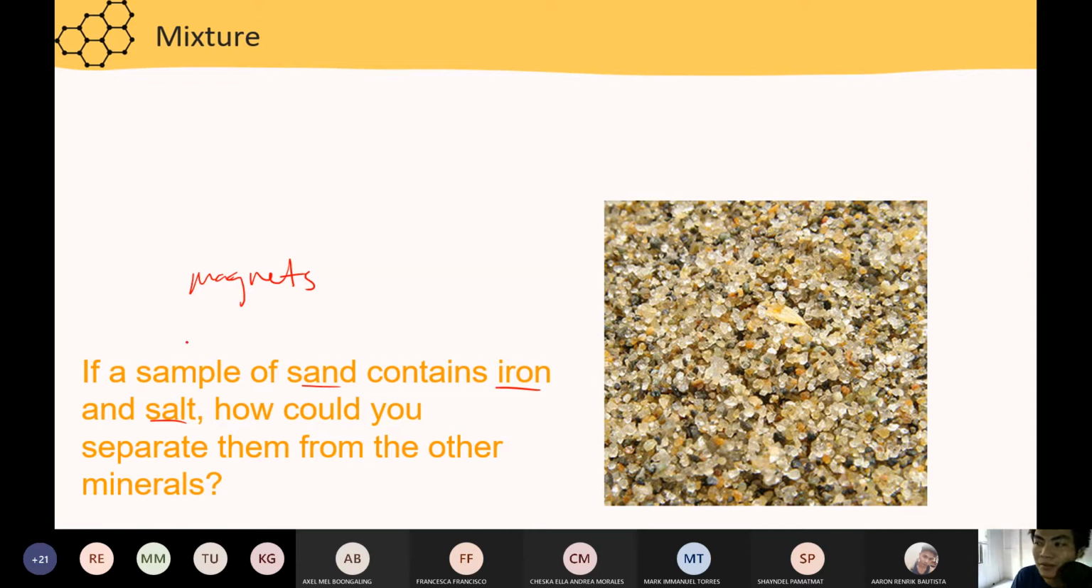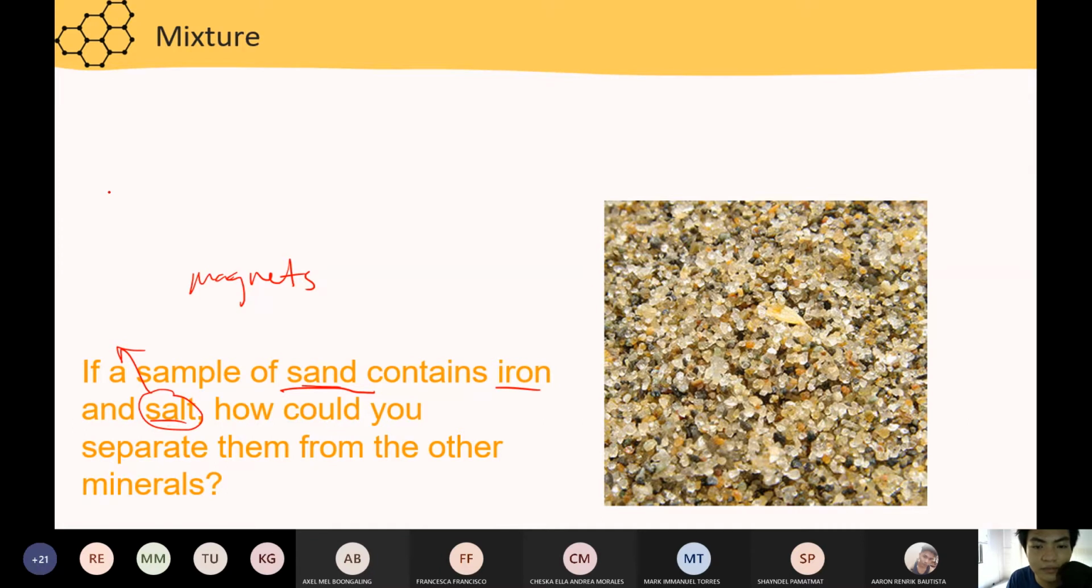But how about the salt and sand? For salt and sand, you can simply put them in water, because we know that salt dissolves in water. So whatever solid remains is the sand. You get the sand by filtering the mixture in water, because the salt will dissolve. Now, maybe your question is, how do we get the salt? You can evaporate the water, so that the salt will recrystallize.